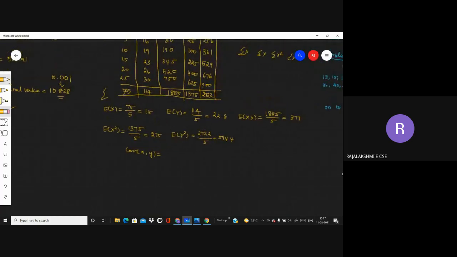Okay. Covariance of xy formula is E of xy minus E of x into E of y. This is what we are going to do now. What is E of xy? 377 minus E of x, what is it? 15 into E of y, which is 22.8. Come on, tell me what is the answer for covariance of x comma y?